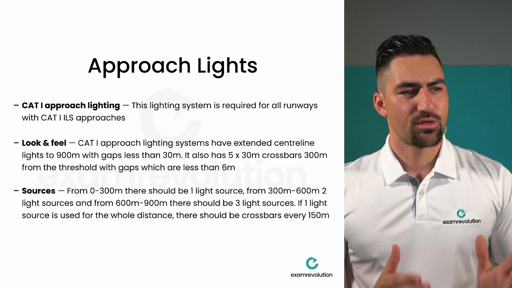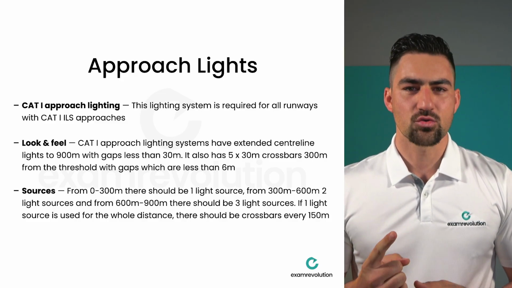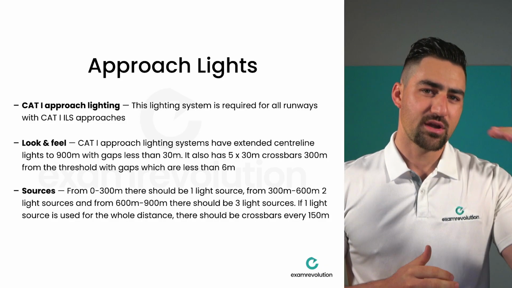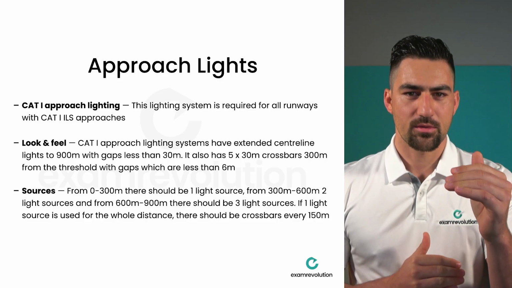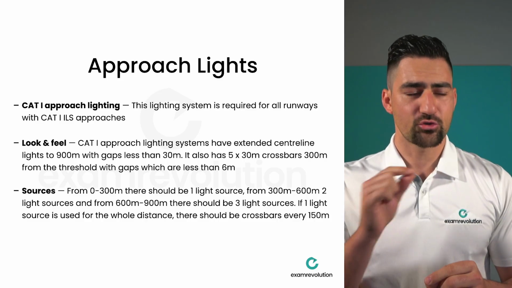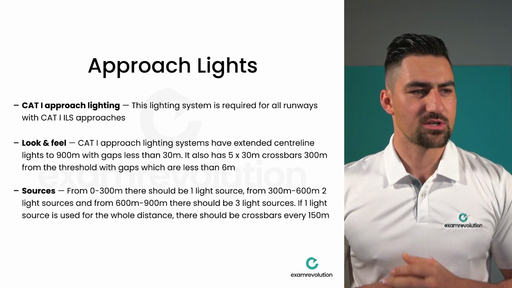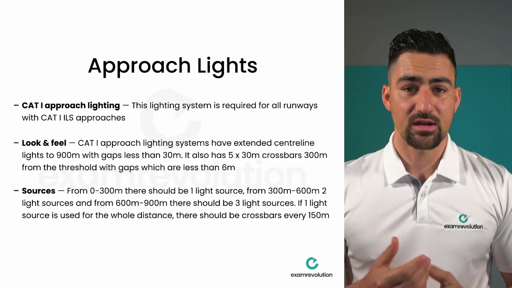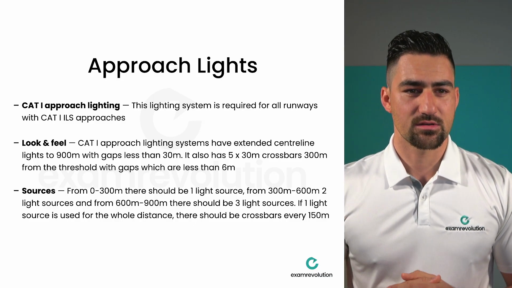So from 0 to 300 meters, there should be one light source. You'll see now, I'll show you the one light source. It's just a single light. Then from 300 meters to 600 meters from the runway, there should be 2 light sources. So it's 2 lights next to each other. And then from 600 to 900 meters, there should be 3 light sources. So it's actually 3 lights next to each other.